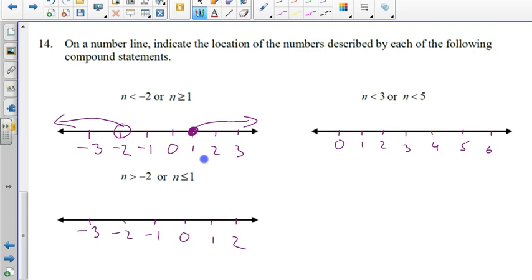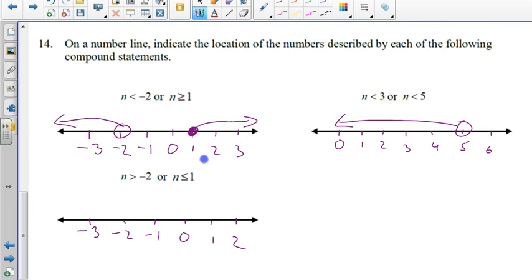N is greater than 1 and below negative 2. Okay. What do we do here? So my answer is 4. What does it degenerate to? N is less than 5. That's all we need, right?